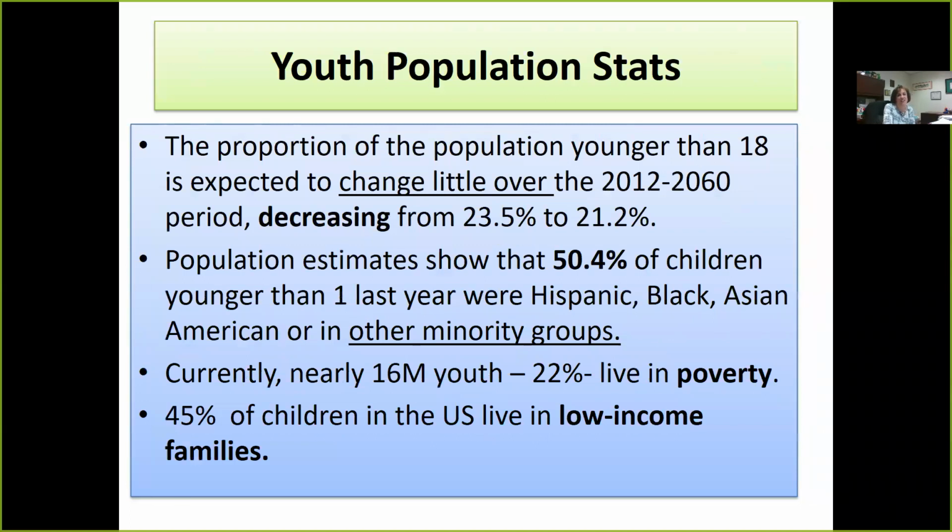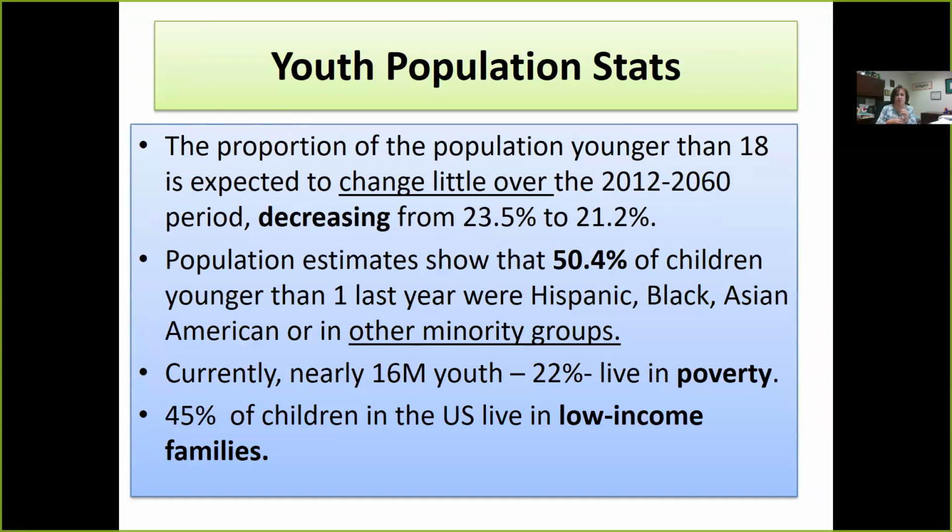So looking at our youth population stats. When we think about this, the proportion of the population younger than 18 is expected to change a little bit between 2012 and 2060. They actually expect it to decrease. And when you really think about the population, you've got a lot of people in my generation and in the generation that's coming up that are choosing to have fewer kids or not having kids. And so you can see where that number could decrease.